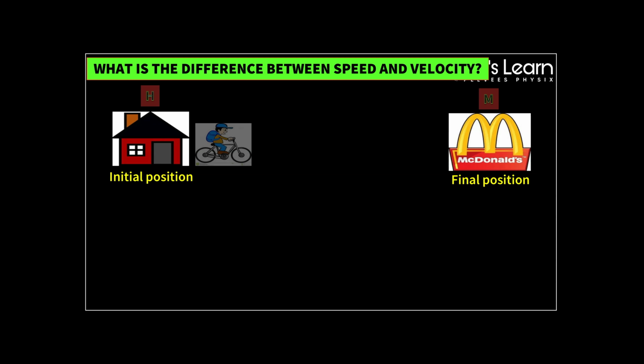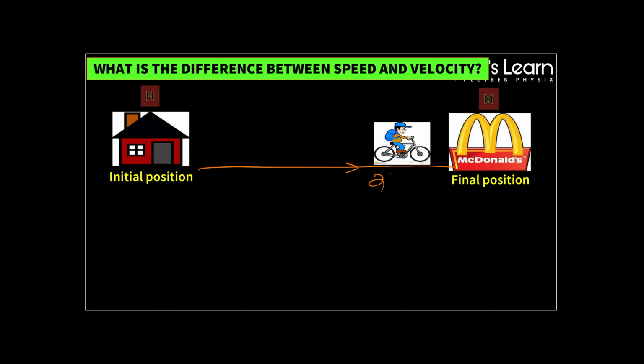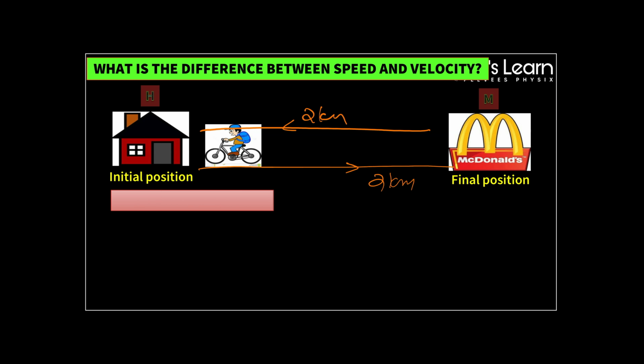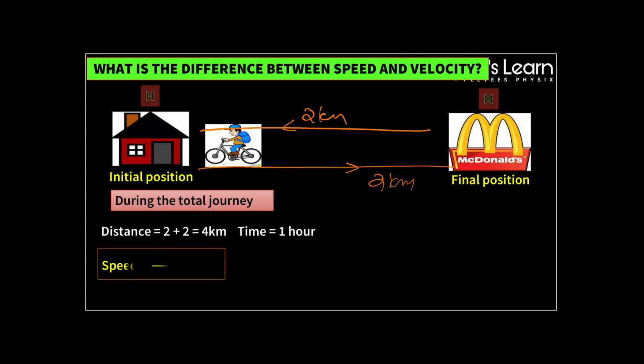Look at this picture. You start from your house to McDonald's. You are moving to the right. How much distance do you ride the bicycle? Maybe 2 kilometers. And then what? You are coming back. How much distance do you travel? You travel another 2 kilometers. The total distance traveled will be, you add them together, 4 kilometers. And let me say the total time is 1 hour, so how will you find the speed? It is total length of the path, which is 4 kilometers divided by 1 hour, which will give you 4 kilometers per hour. That gives you speed, which has only a magnitude, no direction.